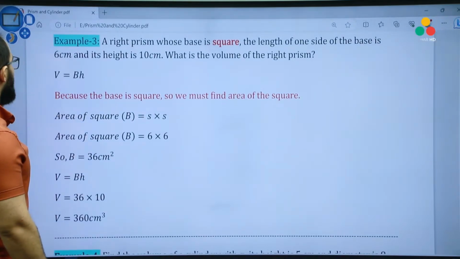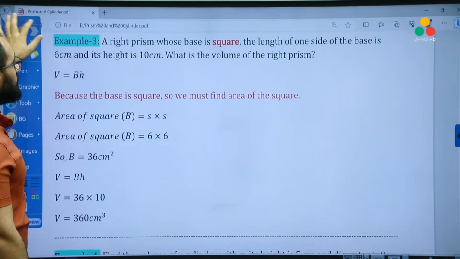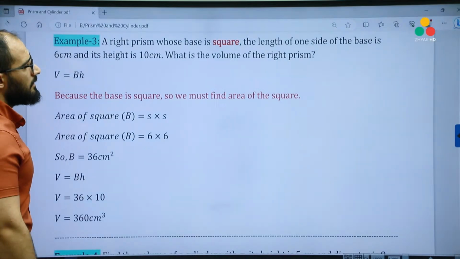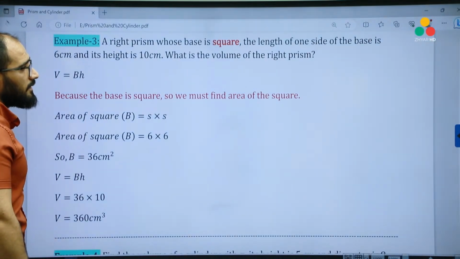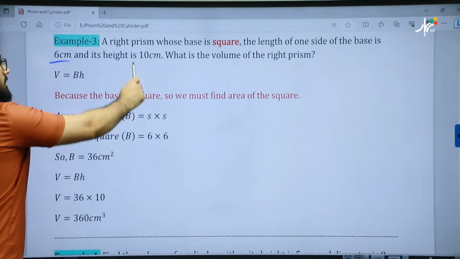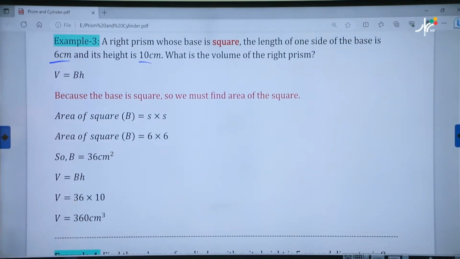Example 3, it says a right prism whose base is a square. The length of one side of the base is 6 centimeter and its height is 10 centimeter. What is the volume of the right prism? Okay.